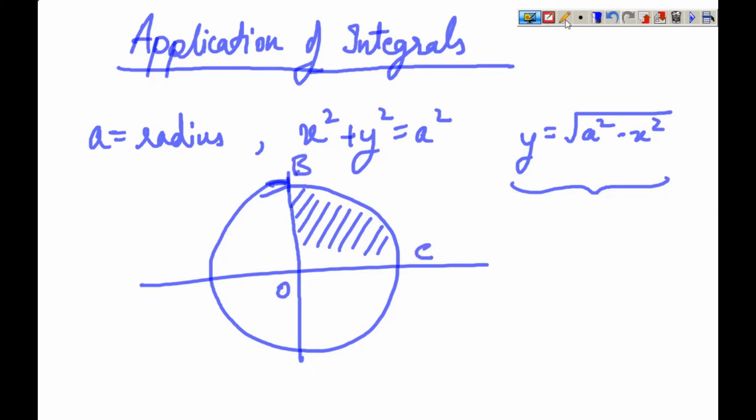So the equation of this circle, this is the curve. The equation of the curve is given as the square root of a squared minus x squared, right? And x is 0 here and x is a here, right? So the area is bounded by x equals 0, this line, and x equals a, and the value of the function, this curve, and also the x-axis.